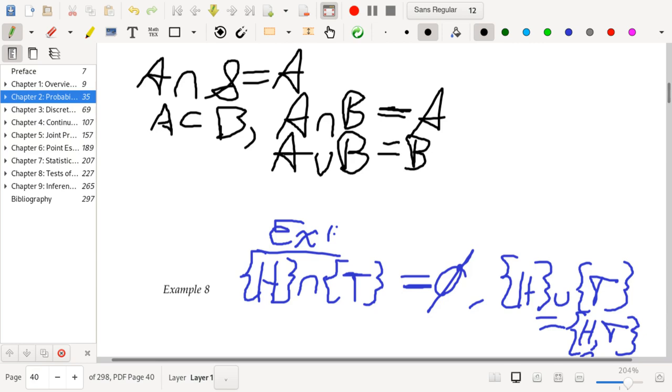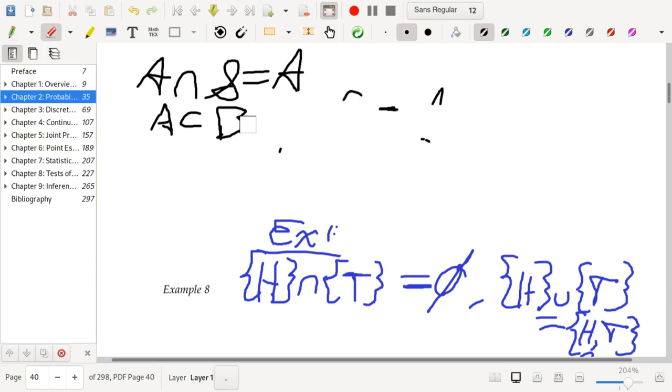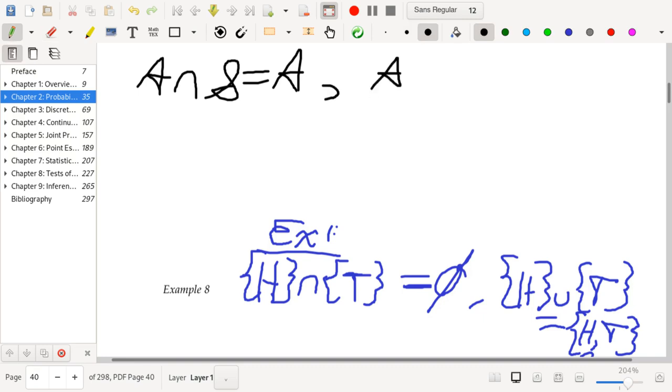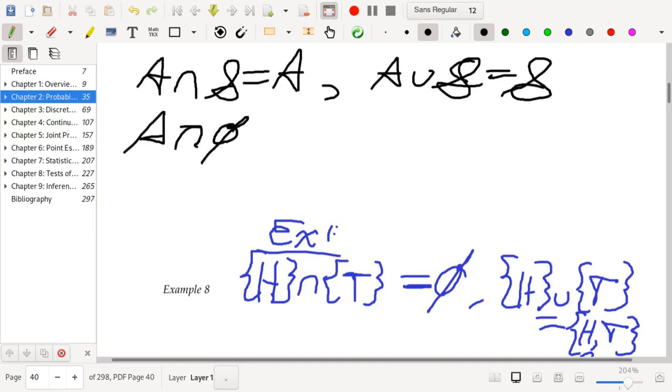And in fact, that pretty much says everything that I would want to say about the sample space and the empty set, because since A is a subset of the sample space, A intersected with S is going to be A, and A unioned with S is going to be S. Likewise, A intersected with the empty set is a subset of A. Therefore, the intersection of the two is going to be the subset, which is going to be the empty set. On the other hand, A union with the empty set is going to equal A, since A contains the empty set.